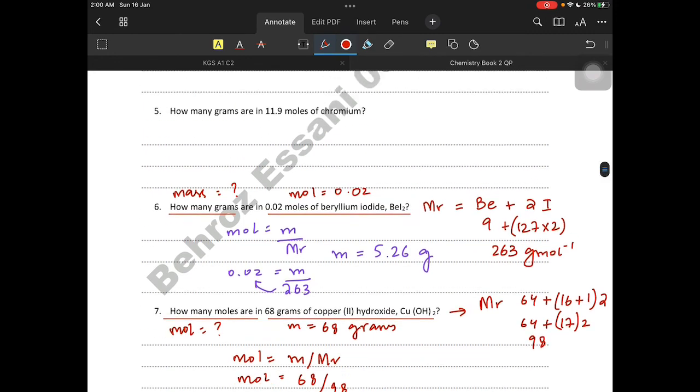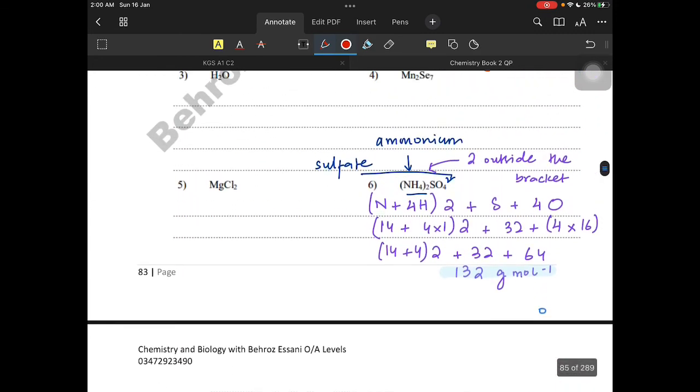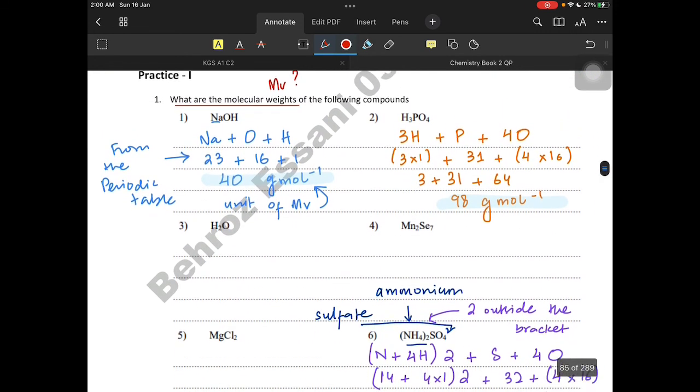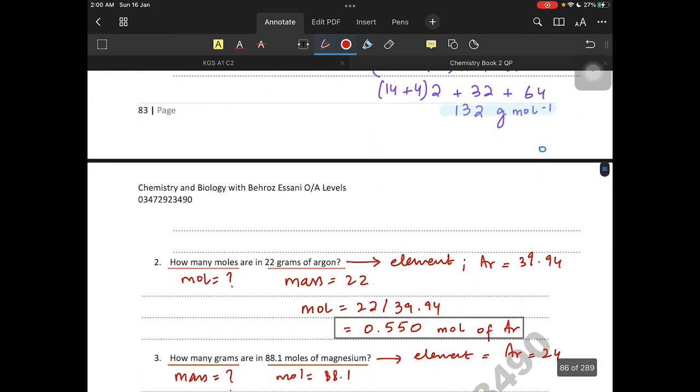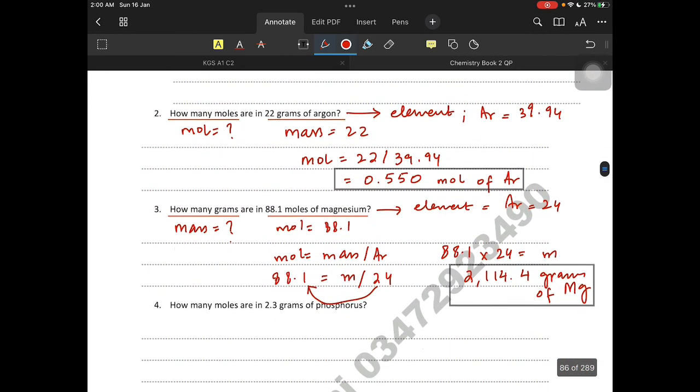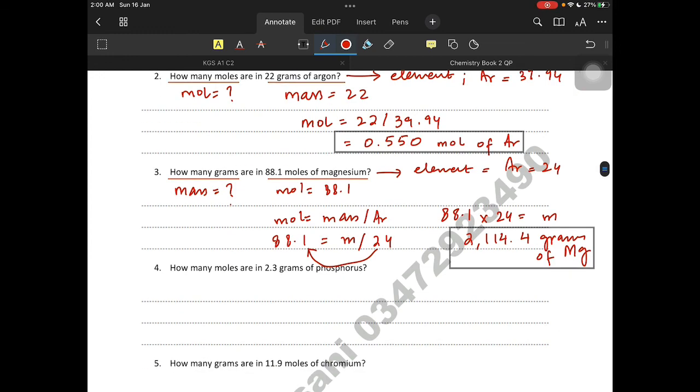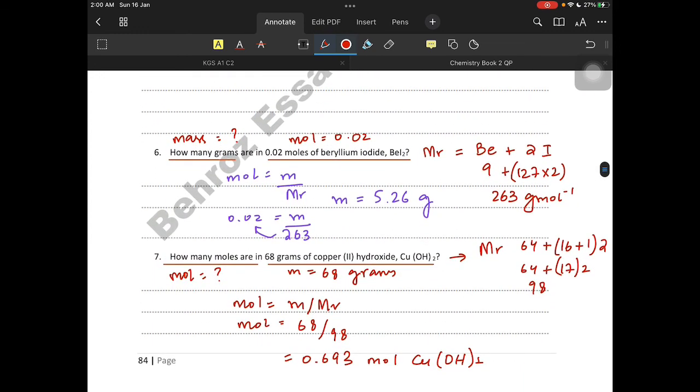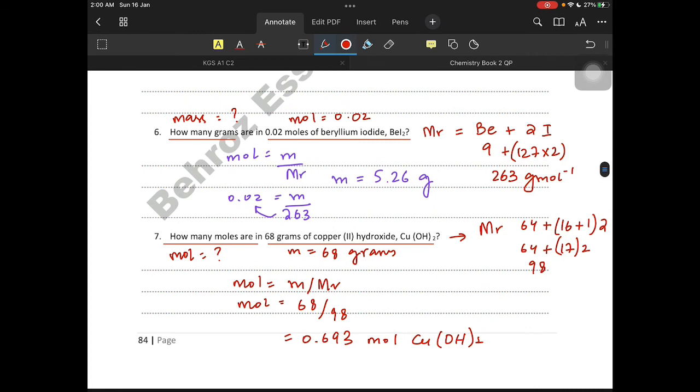So guys, in today's video we talked about how we can find the molecular mass of a substance by using the atomic masses from the periodic table. We solved some questions by using the formula moles equals mass over the Mr. In the next video we're going to be jumping into how to solve moles for gases.